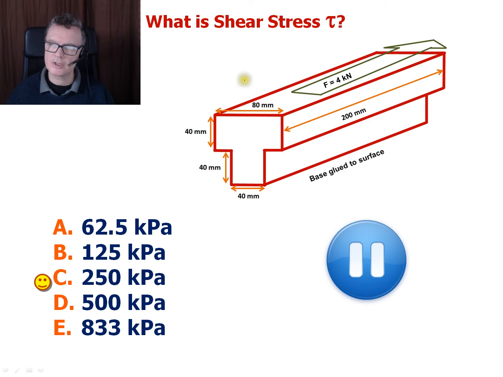So you want to take this area section, this top area section, and get the force and divide that by that. Make sure your millimeters have been converted into meters and you should be okay. We're in kilonewtons here. Everything's kilo. So you might want to use 4 divided by, what would that be, 0.08 and 0.2.